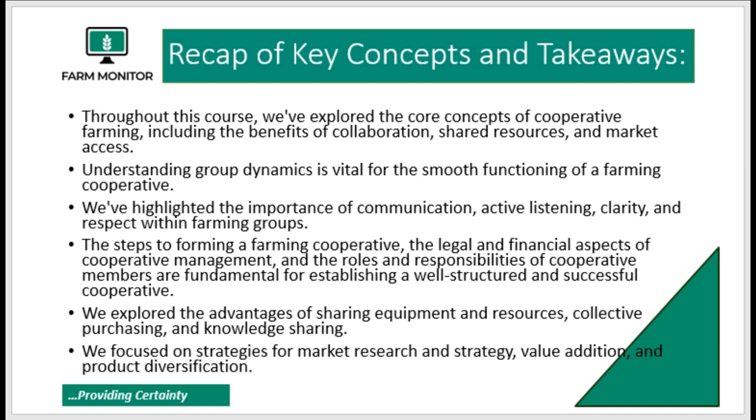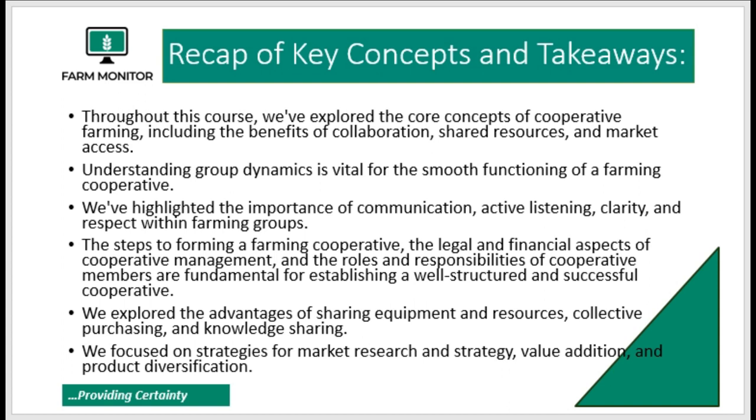We highlighted communication and its importance in cooperatives. We highlighted the importance of active listening, clarity, and respect within farming groups. Good communication is essential for resolving conflicts, for making decisions, and for building trust.